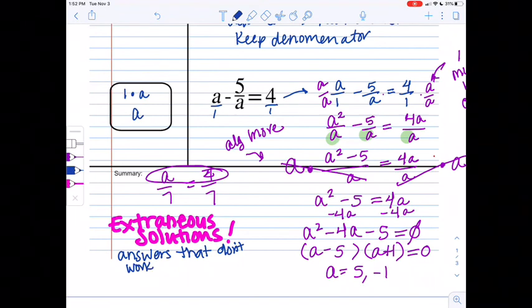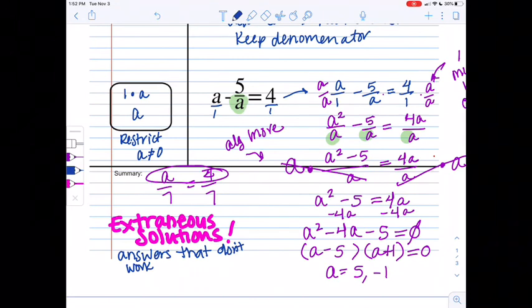I need to decide, going back to this equation up here, is there a number that I could put in the denominator that would cause a lot of issues? That number would be 0, right? And so I'm going to write that over here. There's a restriction here: a cannot equal 0, because then I would have 5 over 0, and that would be horrible. We can't do that in math.